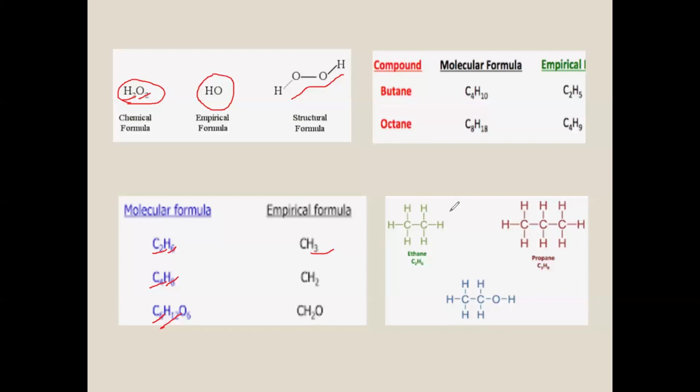Okay, so this is the structure formula of ethane. The first one, C2H6. C is bound to 3 H's, as you can see. Propane, C3H8. Propane C3H8 is the same as its empirical formula because we don't have a common factor. We couldn't divide 8 by 3, so C3H8 is the empirical formula.